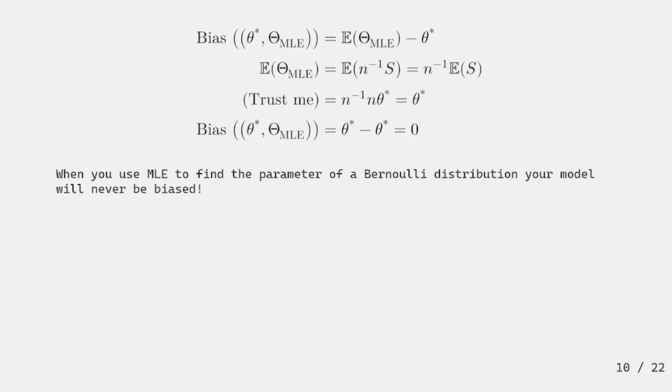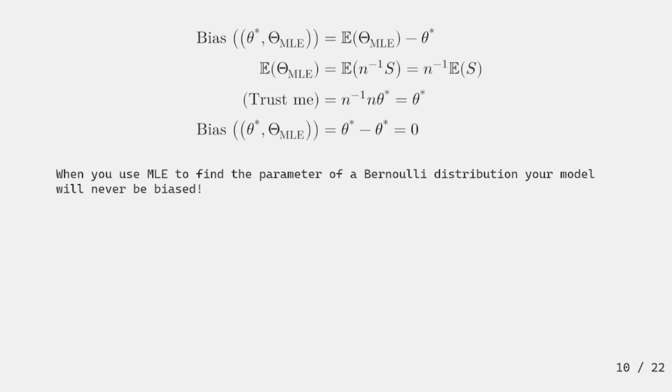So if we have a look at its bias, it's going to be the expected value of theta MLE minus theta star. The expected value of theta MLE is just the expected value of S over n, because that's what we saw before: the probability that maximizes the likelihood of getting a given number of heads is just the number of heads divided by the total number of coins flipped. And we can pull that 1 over n factor out the front. Again, you have to trust me on this one, sorry.